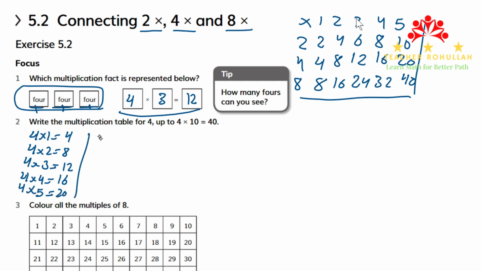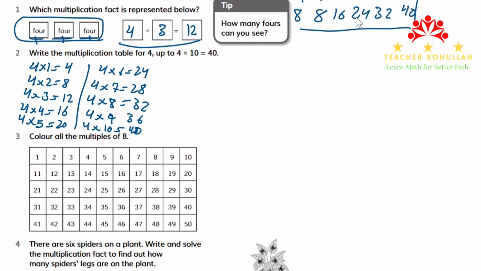Moving to the next column. 4 times 6 is 24. 4 times 7 is 28. 4 times 8 is 32. And 4 times 9 is 36. And the last one, 4 times 10 is 40, which gives us the times table of 4 from 4 times 1 to 4 times 10. Well, we are done with question number 2. Let me scroll down to move to question number 3.